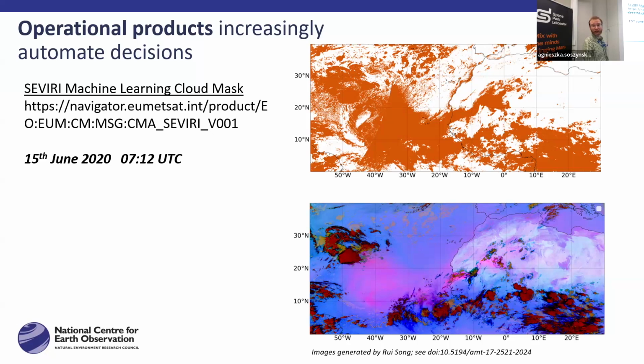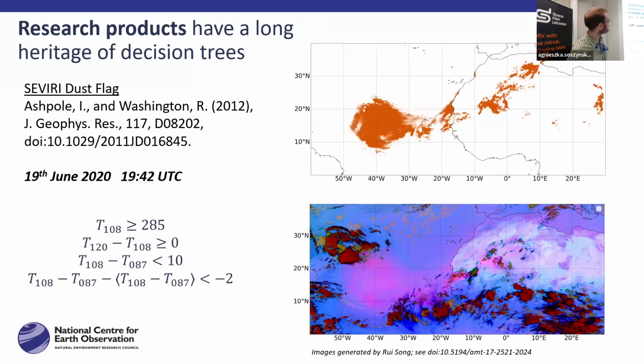Now, someone that I knew that did spend a lot of time on this type of thing was Ian Ashpole. He specifically wanted to be able to detect dust to save it from this cloud mask. So he built a method like this, published there, which was a relatively simple series of decisions. So something like, is the temperature at 11 microns above some threshold? Is the 12-11 difference positive? Is the 11-8 difference negative or sufficiently negative? So those were all looking at those features of that RGB product earlier.